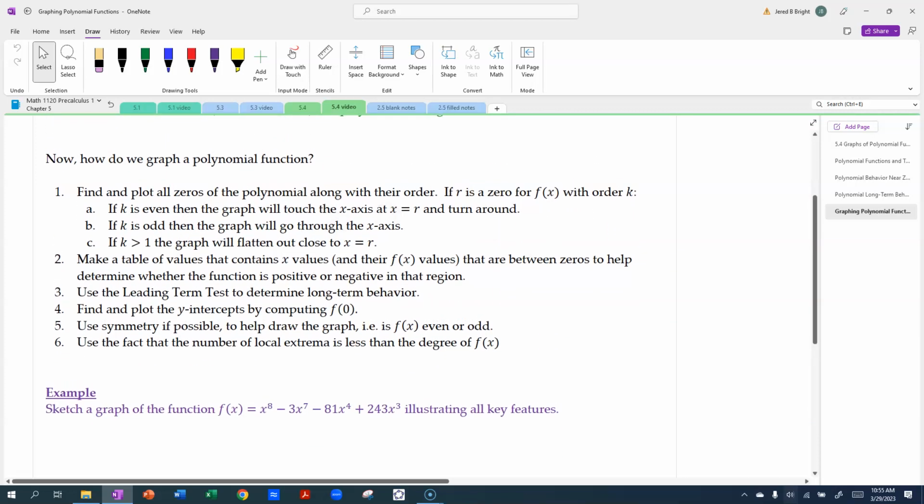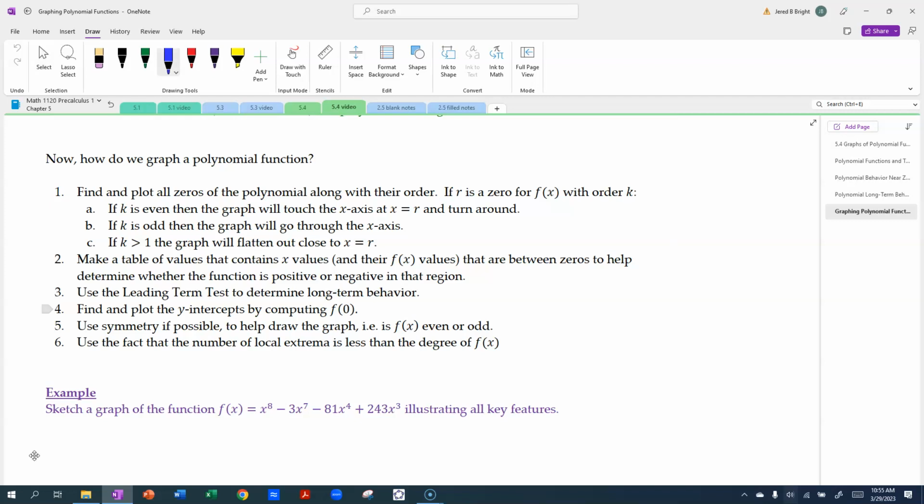But here's how we're going to graph a polynomial function, and it's doing everything that we've already done. We're going to find and plot all the zeros and make note of their order, keeping in mind how their order affects their representation on a graph. Number 2, make a table of values in between or on either side of the zeros to determine whether it's positive or negative there. Number 3, the leading term test to determine long-term behavior.